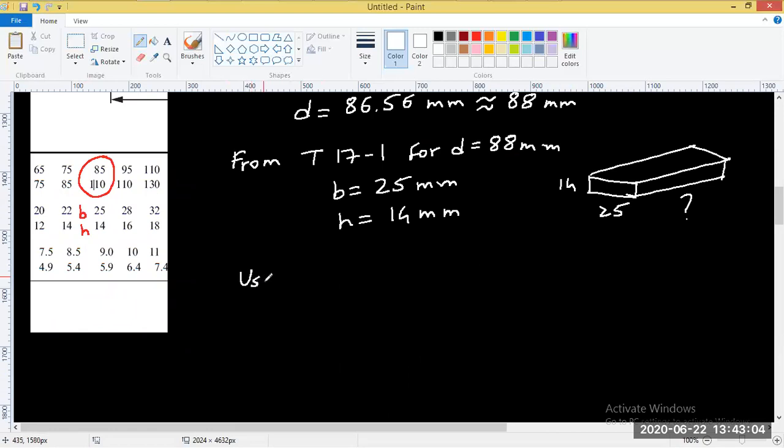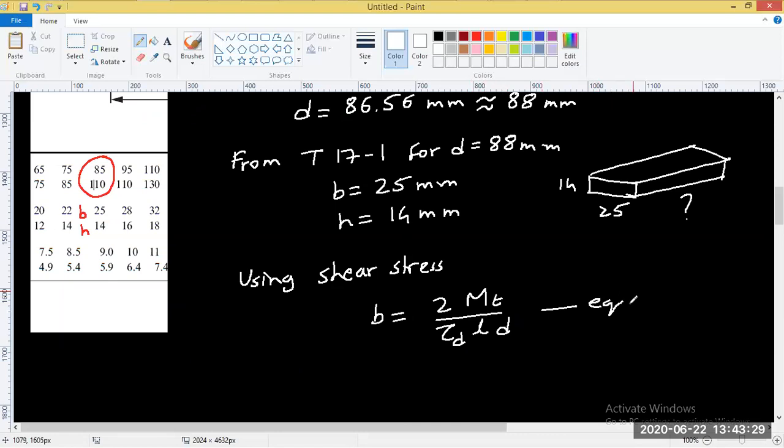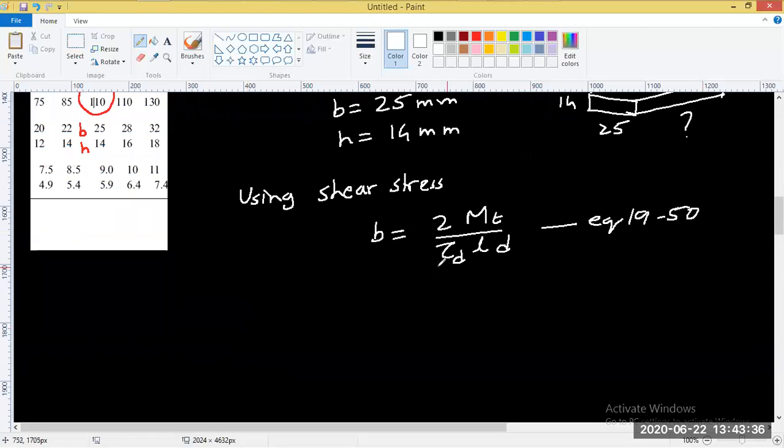So using the shear stress, or the strength criteria, I can call sometimes. There B equal to 2Mt by tau d L d. This is equation 19.50. So let's use this and find the value of length.